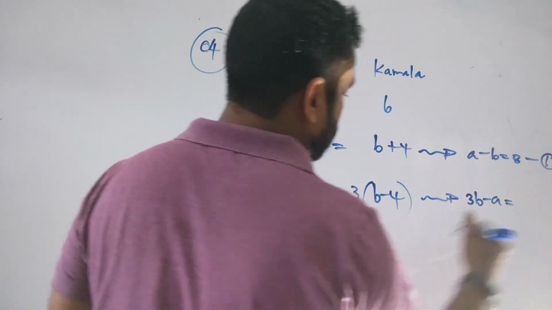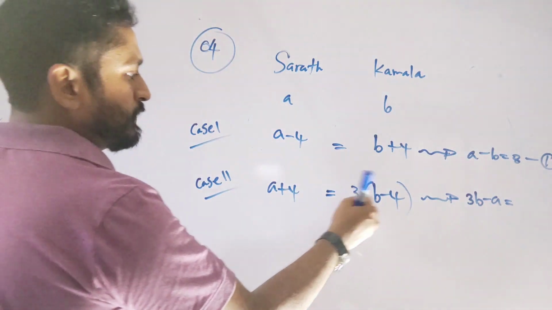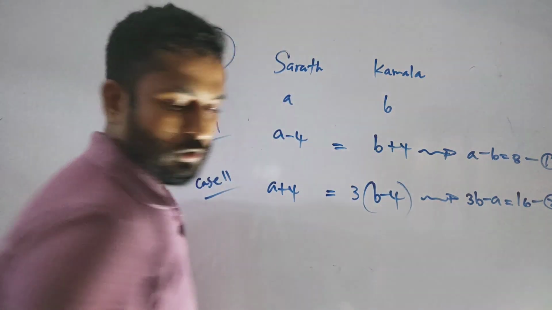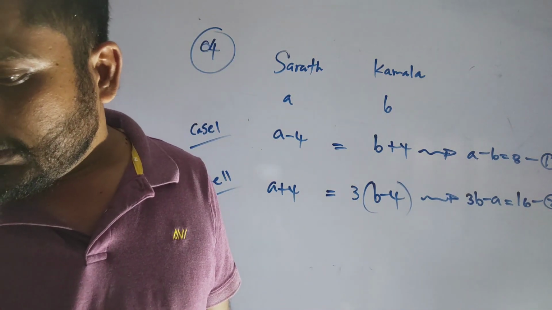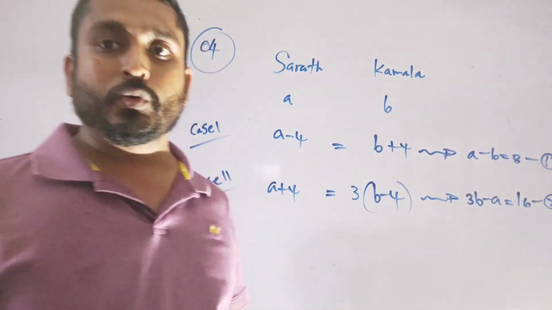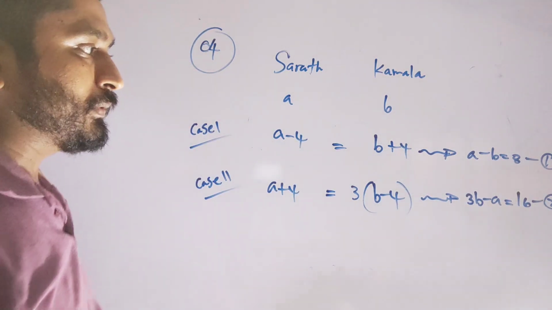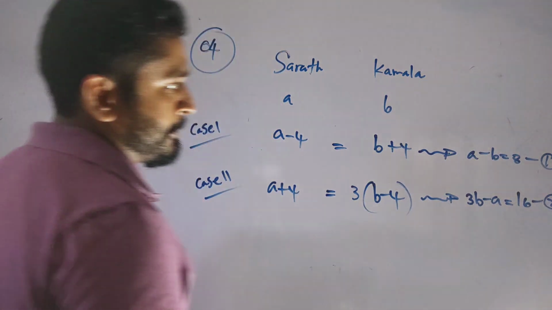But to make it easier, 3B minus A equals minus 12 plus 12 plus 4 plus 16. Now you have to find, as they say, how many marbles does Sarath have. So you have to find A according to the letters we have put, the unknowns. So let us find A.